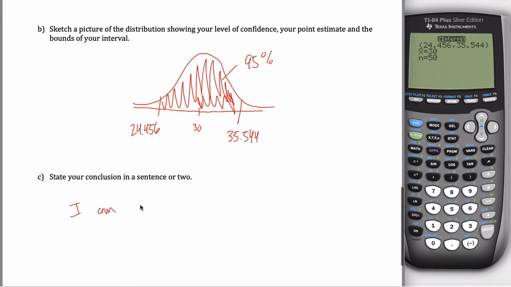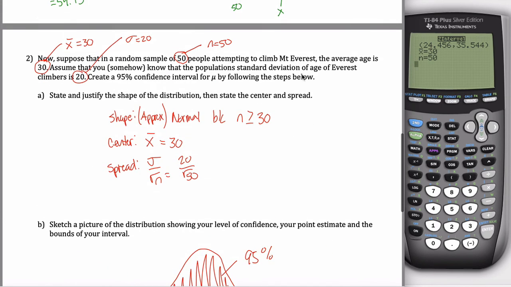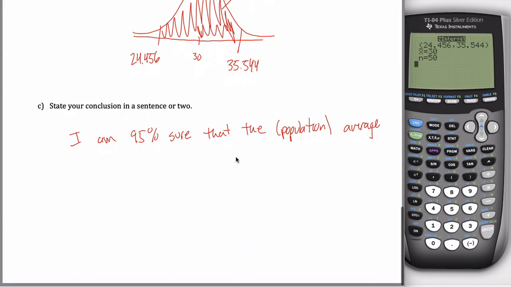I am 95% sure, or certain, or confident, that, and I like to write population, although you probably wouldn't lose credit if you didn't, the population average, or the average, what are we talking about here? Age of mountain climbers on Mount Everest, not this sample, but all of them. The population average age of Everest mountain climbers.